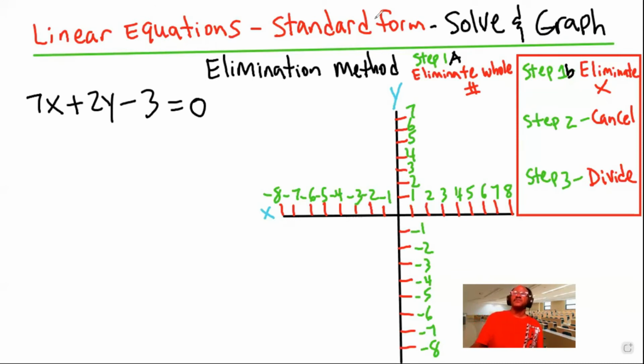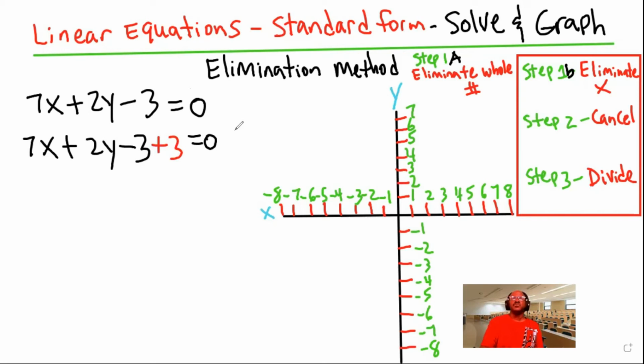Okay, so if you remember our steps here, step 1A is we want to eliminate the whole number. Whenever there's a 0 here, we want to eliminate the whole number next to the 0, and that's a -3 here. So we've got to get rid of that, and we're going to do the same thing we did with the other challenges. So we have 7x plus 2y minus 3 plus 3 equals 0. And yes, we have to put the plus 3 on this side. Remember, we take the same off of both sides.